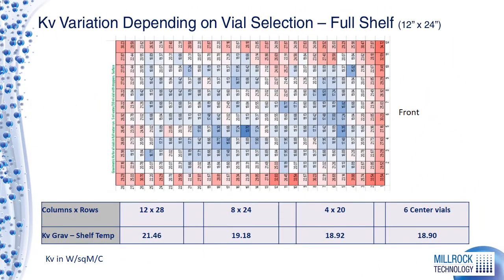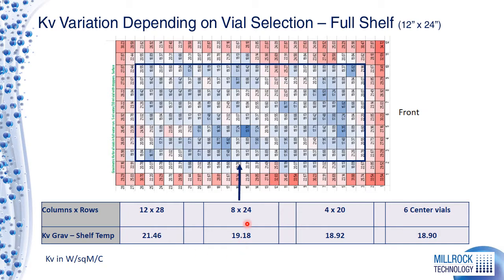If we do an analysis of the Kv for the 336 vials, we can look at the entire batch, the 12 by 28, 12 rows by 28 columns, and we get a gravimetric Kv of 21.46 for the entire batch. But let's break it down a little bit more.